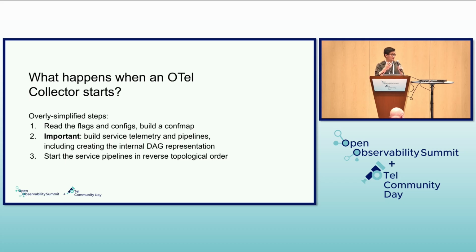And then once we have the config, the collector will try to build the service telemetry as well as the data pipelines. And the data pipelines, like I mentioned, will be represented as a DAG, as a graph in the collector. And once we have all the pipelines ready, we will start the pipeline in reverse topological order, which means if you have a receiver, processor, exporter pipeline, the exporter starts first, and then processor, and then receiver.